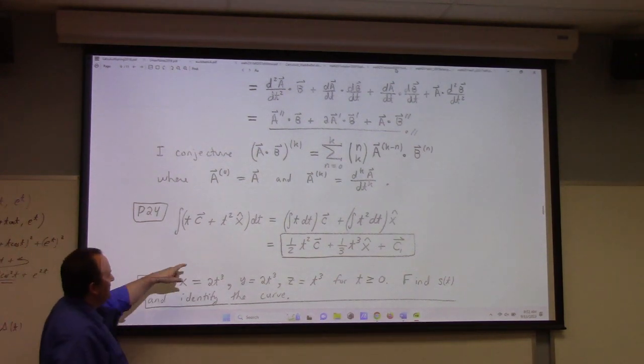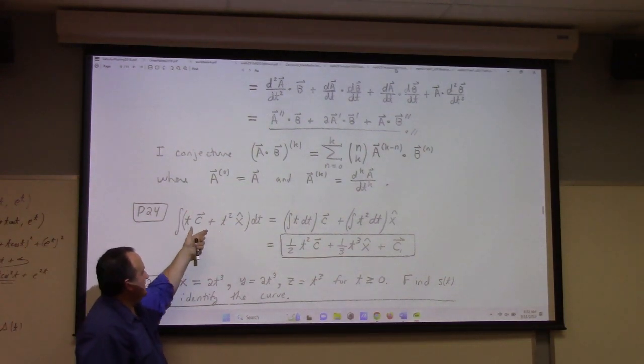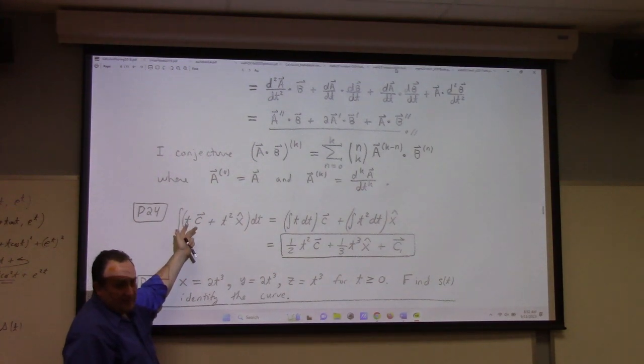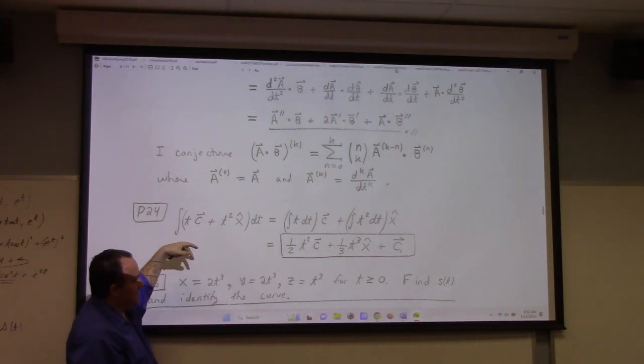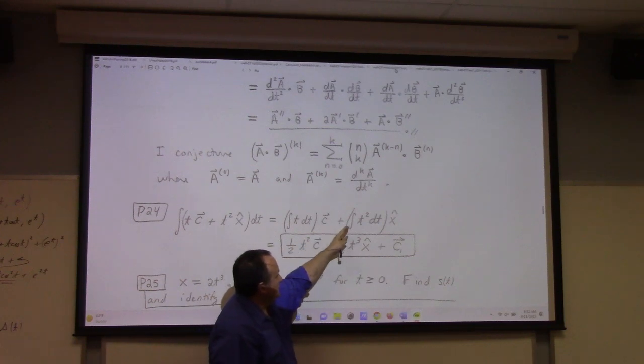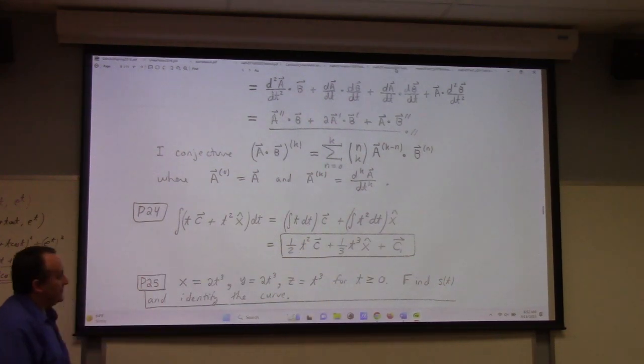The point of this problem is if you've got constant vectors, you can pull them outside the integral and just focus your integration on the scalar part and just do it as if these are numbers. So vector calculus is very nice in that regard.